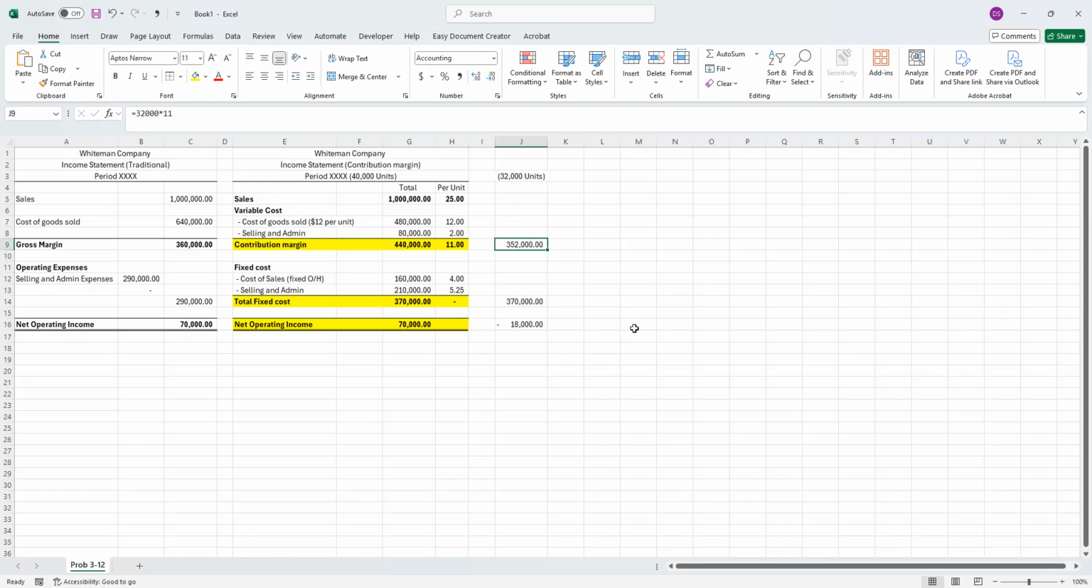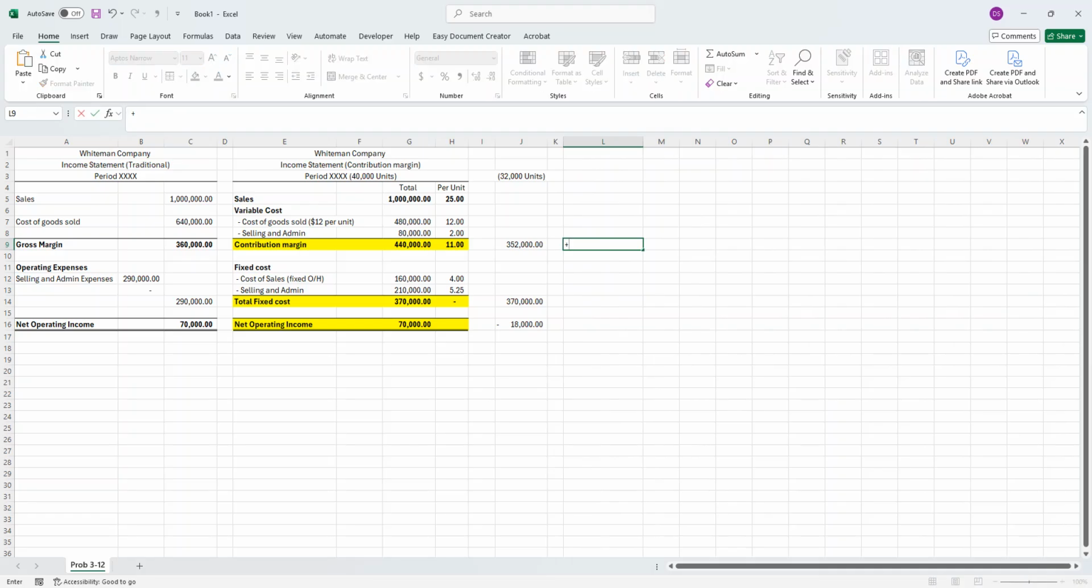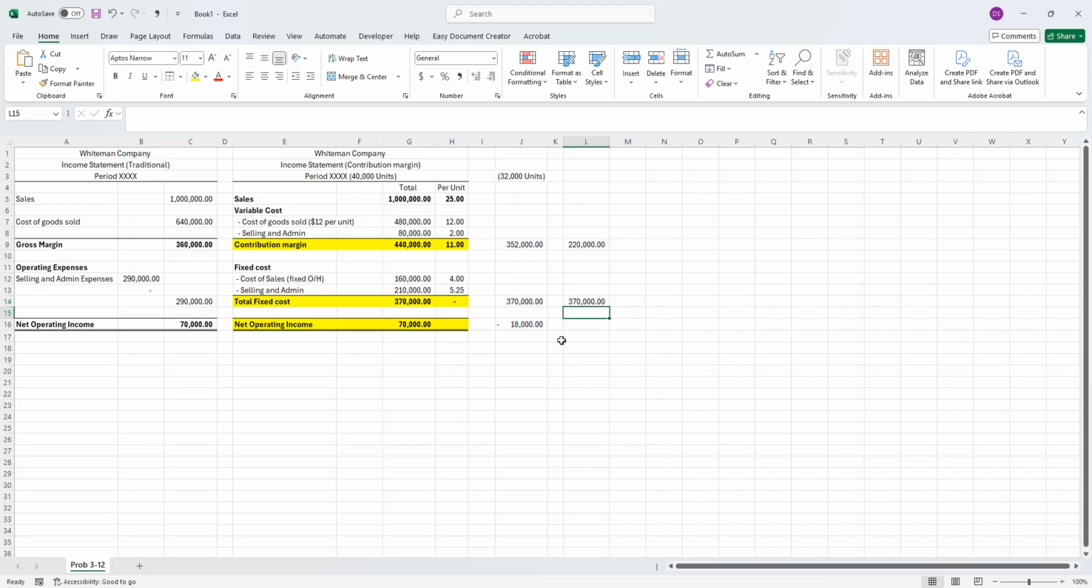Okay, the same concept goes there as well. You are going to do another scenario, but in this case your contribution margin will be 20,000 times 11. That is your contribution margin. And then looking at the fixed cost, because the fixed cost remains the same, I'm going to have a net loss of $150,000.